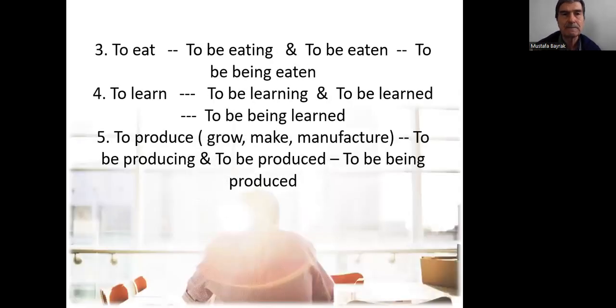Let's go ahead. To eat is like this. To be eating, active. To be eaten, to be being eaten, passive. To learn, to be learning, active. To be learned, to be being learned, passive.